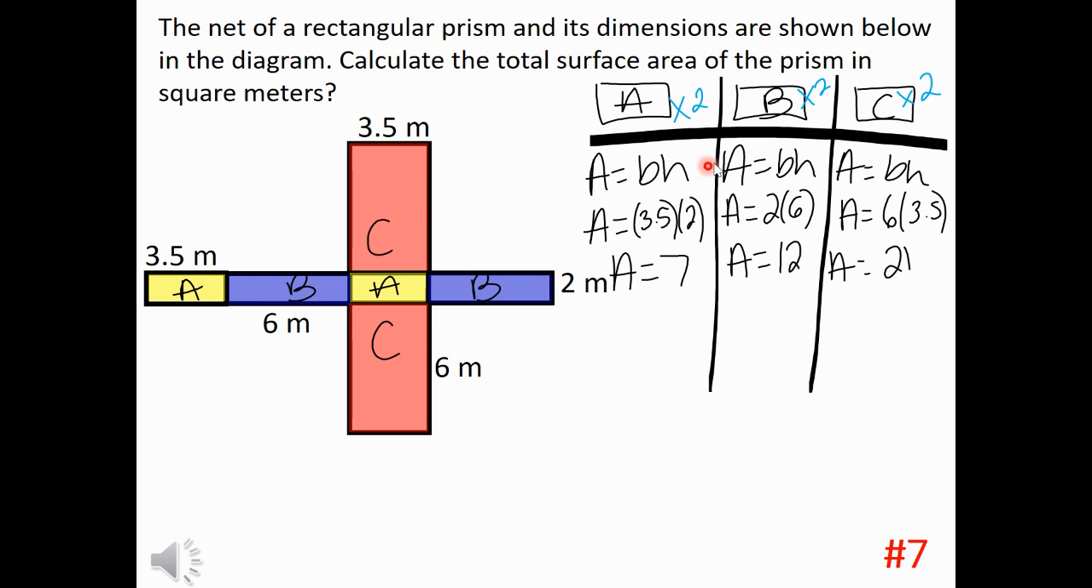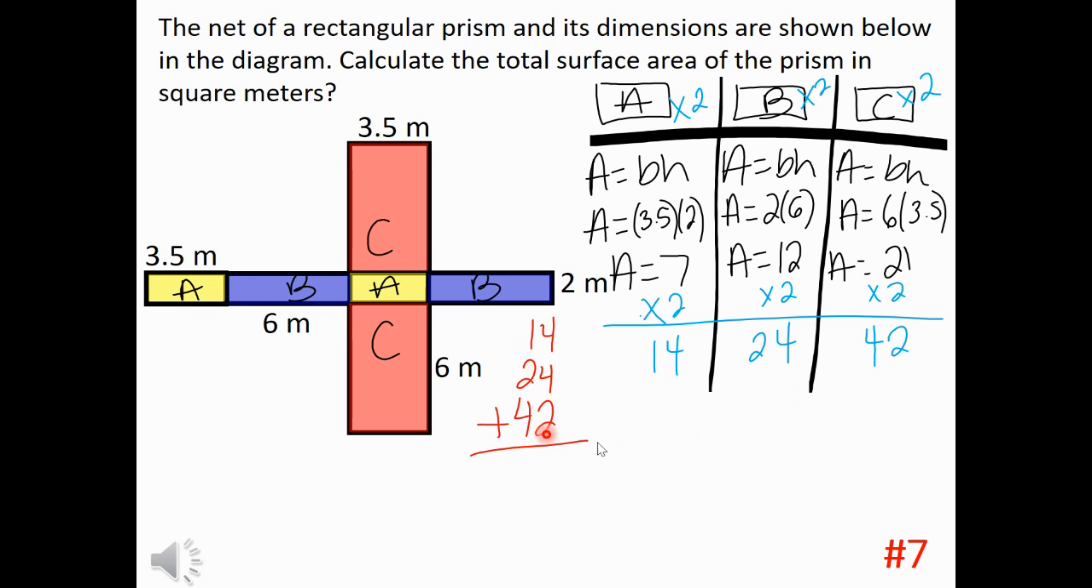Okay, but remember, there's 2 of each one of these. So this is just one of these rectangles. So what we need to do is go through and multiply each area by 2 because there's 2 of each one, if that makes sense. So 7 times 2 is 14. 12 times 2 would be 24. 21 times 2 would be 42. And then our very final step would be to add those 3 areas up to get the total of 80 meters squared.